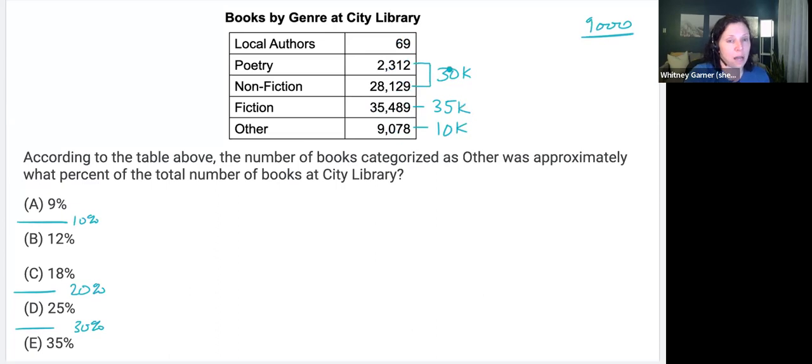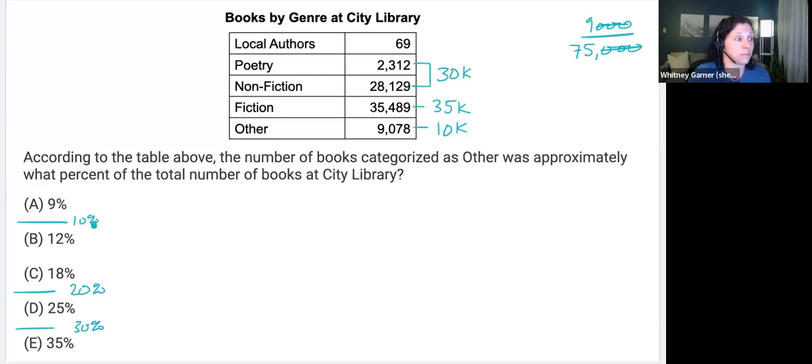Which means my denominator is now 3, 4, 5, 6, 7. So I've got 75,000, which I can just knock off my zeros. So I want to know, what percent is 9 of 75? Now, there are some fun tricks we can use to reduce this fraction and figure it out.